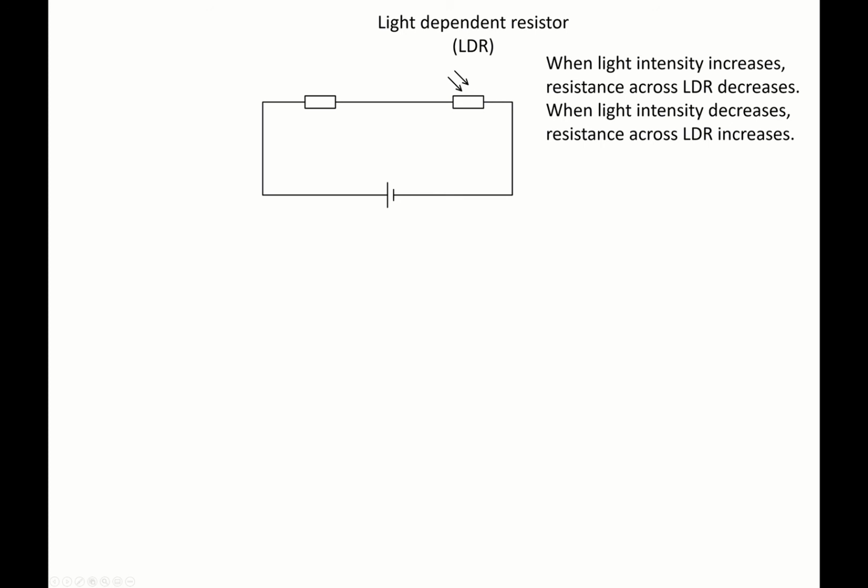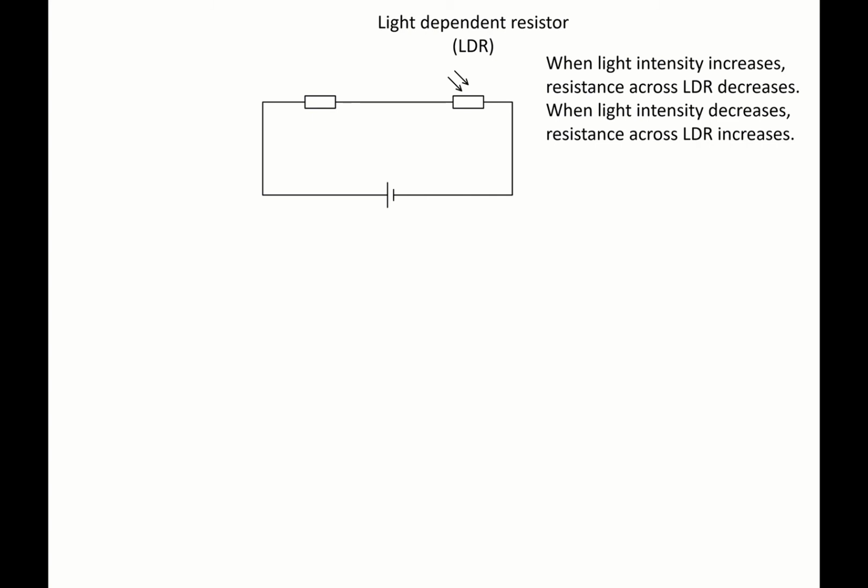Hello everyone, this is a continuation video from earlier on where we explore how potential difference across electrical components varies according to resistance. Now in this example here, we have a specific electrical component known as the light dependent resistor. In short, it's called the LDR.